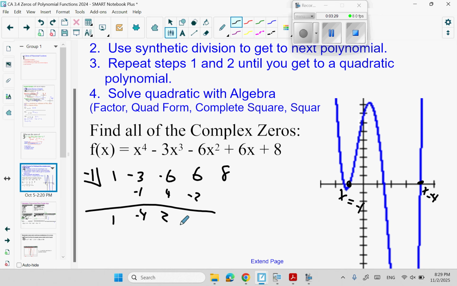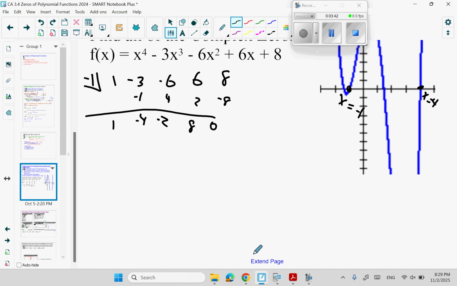Negative 1, negative 4, 4, 2, negative 2. Uh-oh, did I mess up somewhere? 1, negative 4, positive 4. Oh, this would be negative 2, that's just positive 2, so 8, negative 8, and 0. So here, we obviously have x cubed minus 4x squared minus 2x plus 8. So I'm going to synthetically divide again with 4 if you wanted to.